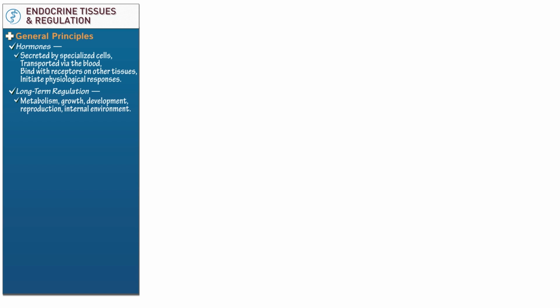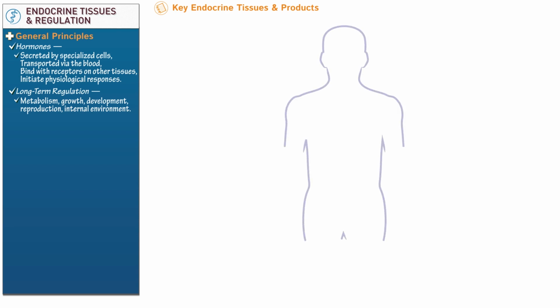With these general principles in mind, let's draw some key endocrine structures and list a few of their products. First, outline a human form. Then draw the hypothalamus and pituitary gland. Write that the hypothalamus synthesizes antidiuretic hormone, ADH, also referred to as vasopressin, corticotropin-releasing hormone, CRH, and gonadotropin-releasing hormone, GnRH, amongst others.